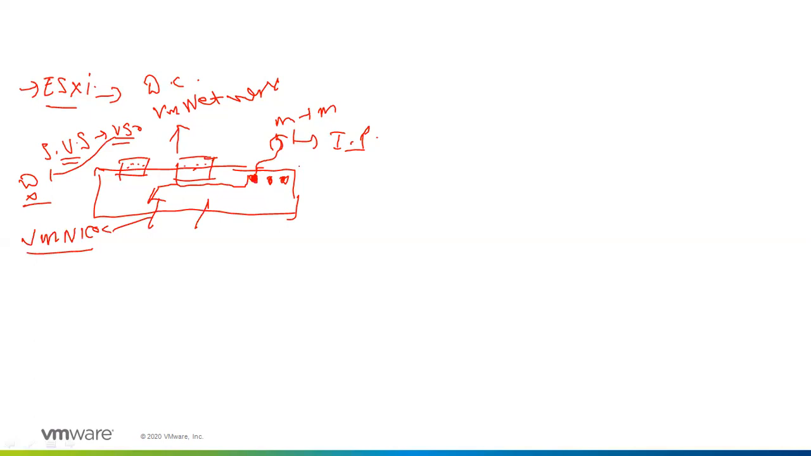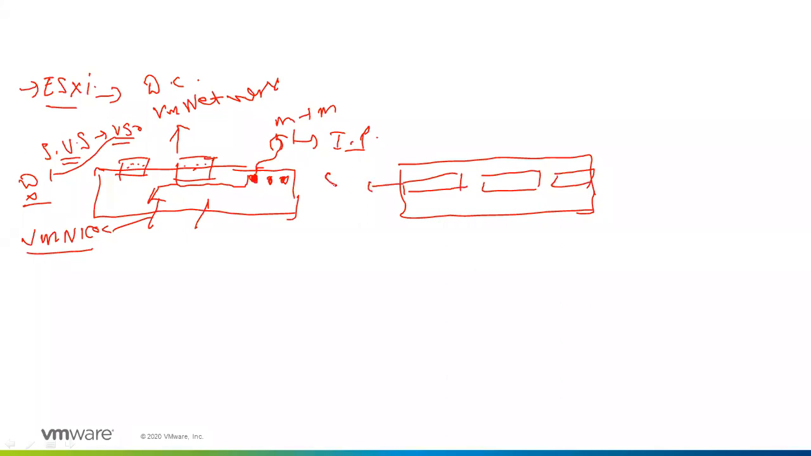Now, next question is, sir, within a single ESXi host, can we create other virtual switches along with the default one? Answer is absolutely yes. Why not? It's your choice. But to move traffic out, each virtual switch needs at least one physical uplink.